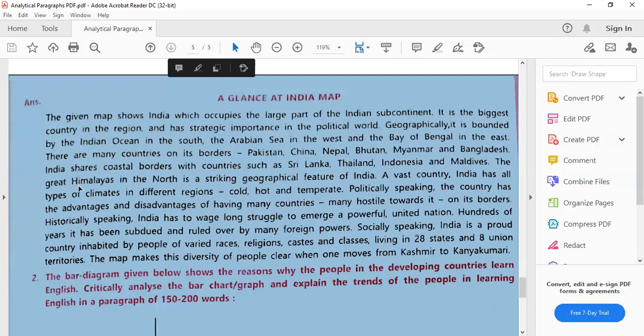There is only the description about the map. That means about India, about all the neighboring areas, about the surrounding areas, and then they have added some of their own points telling about the different states and the union territories. So at the end, they have given the map makes this diversity of people clear when one goes from Kashmir to Kanyakumari. So it is only the description given to you about this map.